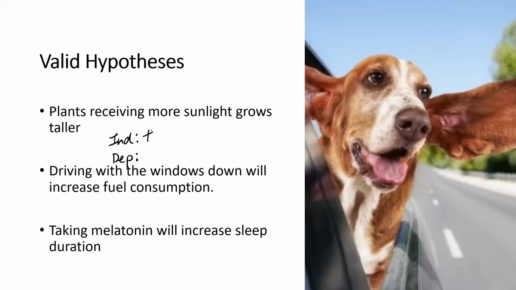I would say the position of the window, right? Very good. And then you can put in bracket open or close. And then the dependent variable would be fuel consumption. Does everybody agree?